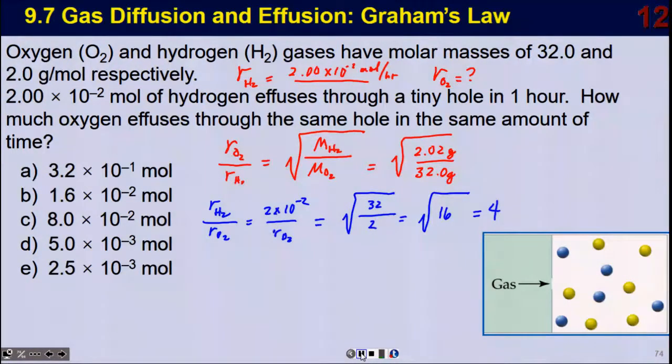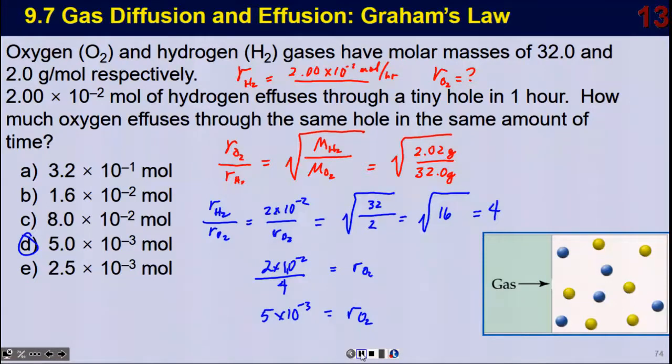So the rate of the oxygen can be related to the 4 and the 2 times 10 to the minus 2. So the rate of the oxygen now, if we multiply both sides by the rate of the oxygen, let's put it over here, is going to be 2 times 10 to the minus 2 divided by 4. Half of that, and then we might be going in the right direction. And we have 5 times 10 to the minus 3, in other words, half as much. 5 times 10 to the minus 3 is the rate for the oxygen. Does this make sense? Is the oxygen going to effuse more slowly? Yes, it's a heavier gas, and there's our answer.